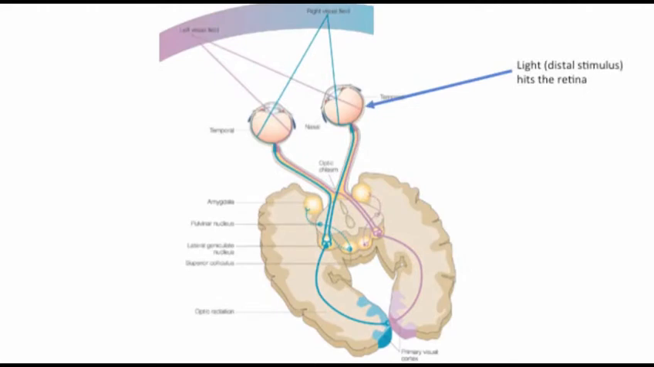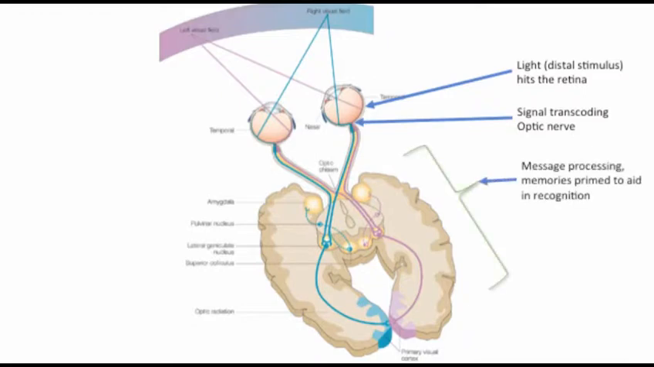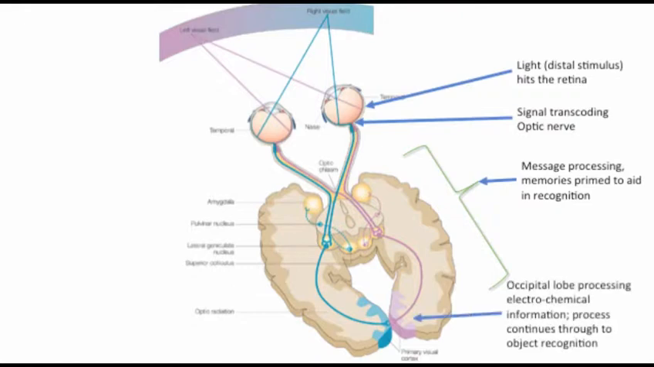Let's review those basic steps again. First, light, a distal external stimulus, hits the retina. Then the signal is transcoded and sent through the optic nerve. Rudimentary message processing begins. Messages may start to prime memories. The occipital lobe and primary and secondary cortices process the electrochemical information. Object recognition occurs, and new memories may form.